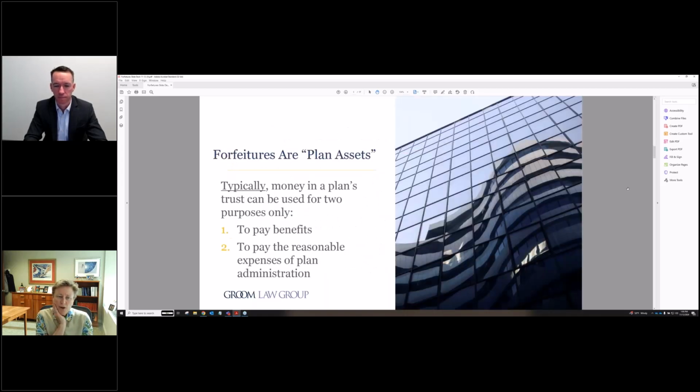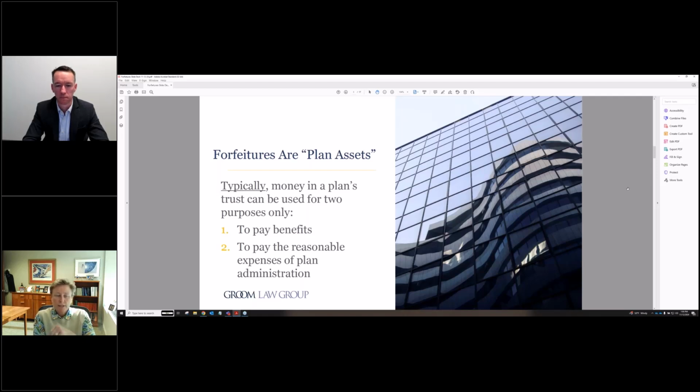And I give a lot of fiduciary training, fiduciary updates, and one of the things I always say is when you have assets that are sitting in the plan's trust, they can be used for two purposes and two purposes only: to pay benefits and to pay the reasonable expenses of administering the plan. You can't pay for another plan's benefits. You can't give the money to charity. That's really all you can use plan assets for.